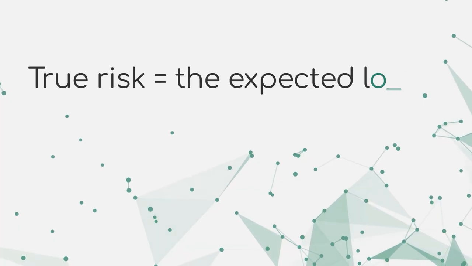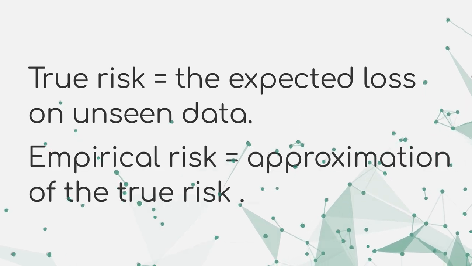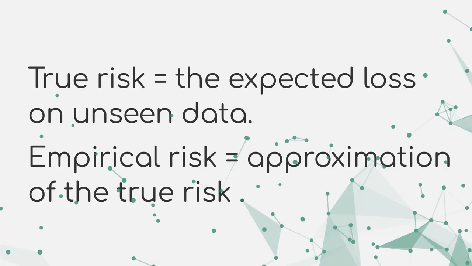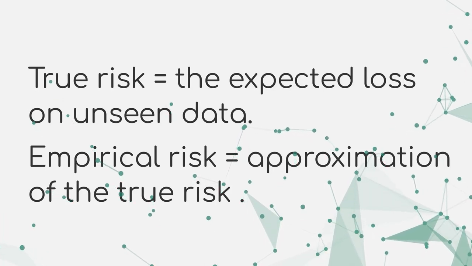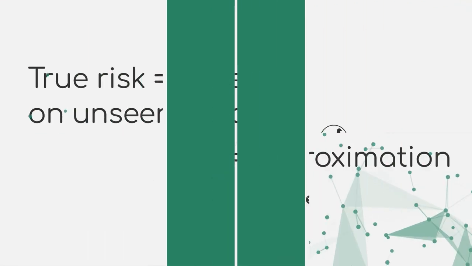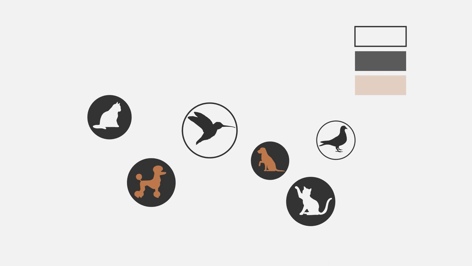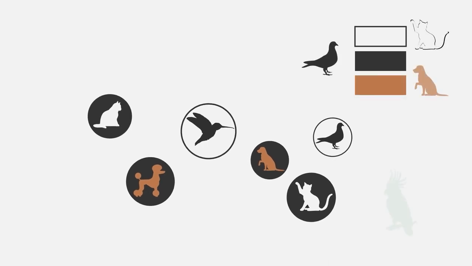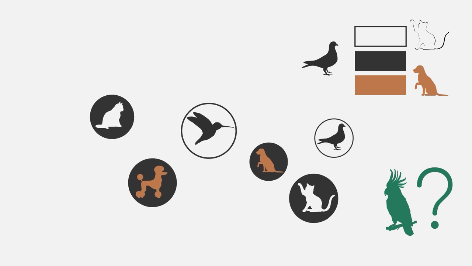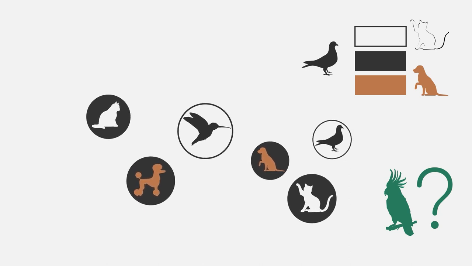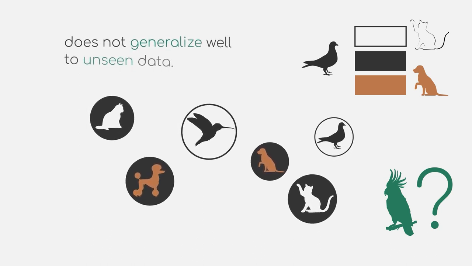Coming from the definition of true risk and empirical risk, we discussed in the last video that the approximation of the risk using only available data comes with potential difficulties. The example of your dataset only containing brown dogs, white cats, and black birds will most likely lead to a model that does not perform well on future data. In other words, we could say that our trained model is not able to generalize well to unseen data.